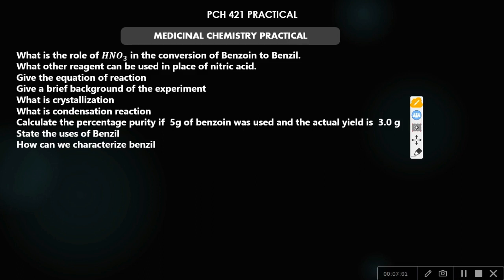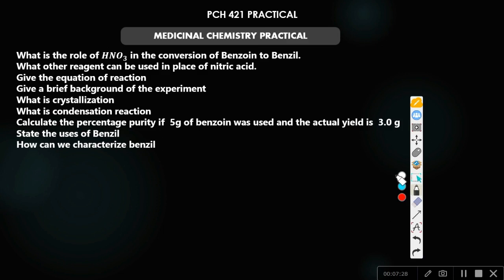So crystallization is the process of forming solid crystals. Like I told you, it's based on the difference in solubility at different temperatures. Now, all these reactions are condensation reactions. They may ask you, what is a condensation reaction? A condensation reaction is a reaction that involves two molecules coming together to form a larger molecule. For instance, benzaldehyde forming benzoin is a condensation reaction.